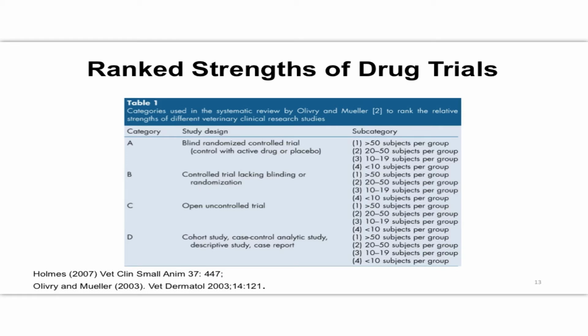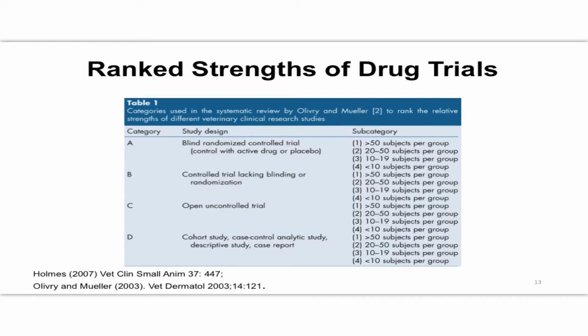Okay, now let's take a look at the strength of drug trials. And what do we mean by that? Well, we have the categories that we talked about, starting at the highest level, the randomized controlled trial, and then we have a trial that might either lack blinding or randomization as a slightly lower tier, then an open uncontrolled trial, meaning that a drug is tried but it's not compared to anything, a placebo or another therapy. And then we have the cohort study, the case control study, descriptive study, or case report.